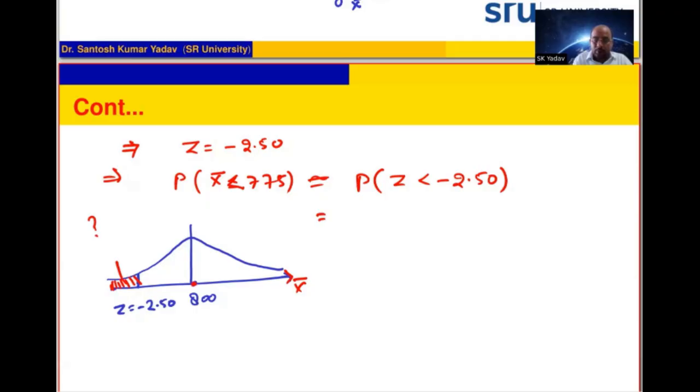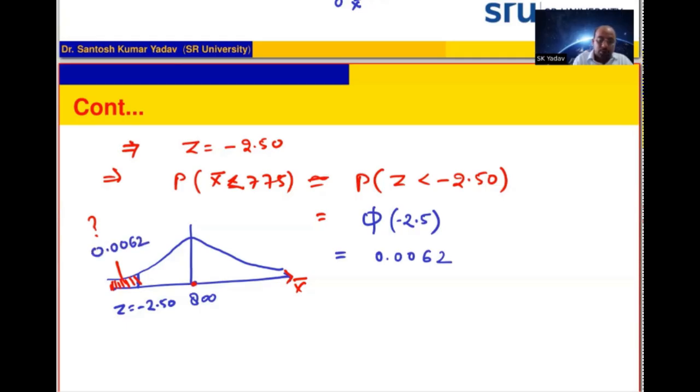So what is this particular area? We have to compute it from the table. So we want the tabular value, that is phi of minus 2.5, and this value is given as 0.0062. And this means this area is 0.0062.